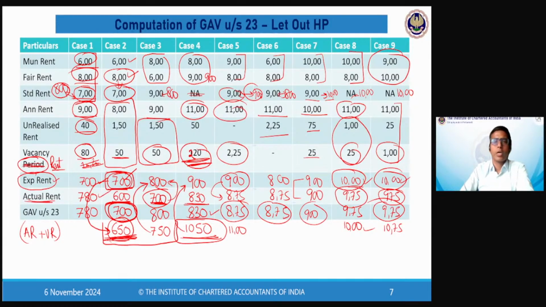So students, this is how you find out GAV in all possibilities. So this example covers all possibilities of computing GAV. Anybody has not understood any case scenario, please let me know. Anybody wants me to explain any case scenario again? Any particular point which is a doubt?